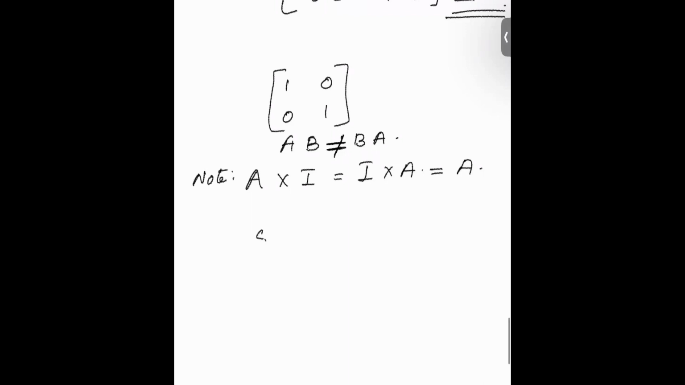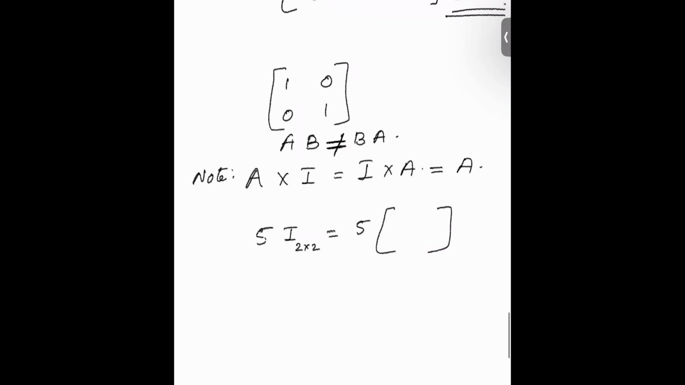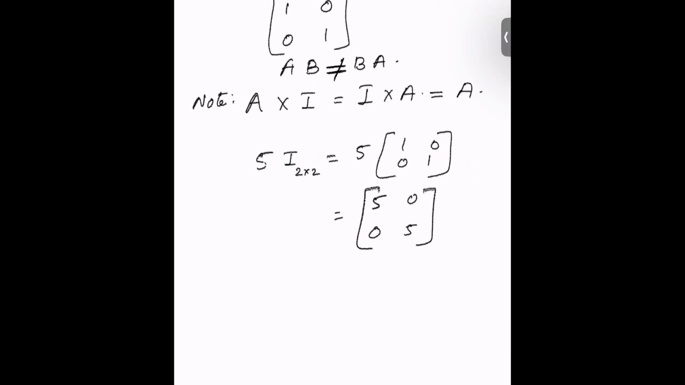So when I say 5I, it means 5 into I, but they will mention in what order. Is it a 2 by 2 matrix or a 3 by 3 matrix? That they will tell you. Like, I is an identity matrix of order 2 by 2, or of order 3 by 3. So if I is an identity matrix of order 2 by 2, then 1 0 0 1 will become 5 0 0 5. Okay, so this is how you should be doing this.